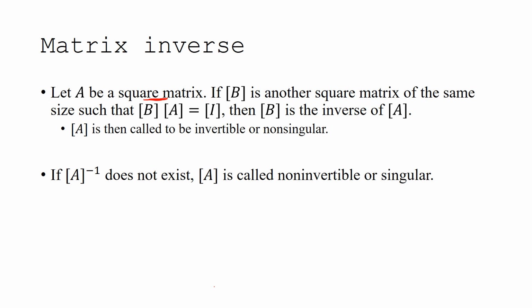Then, if I have a matrix A and I find another matrix B such that when you multiply A times B you get identity, then you can immediately say that B is the inverse of A. And if A has an inverse, then we say that A is invertible, or in other words, non-singular. So we say that a matrix is invertible or non-singular if its inverse exists. On the other hand, not every square matrix has an inverse. A matrix that doesn't have an inverse is called non-invertible or singular.